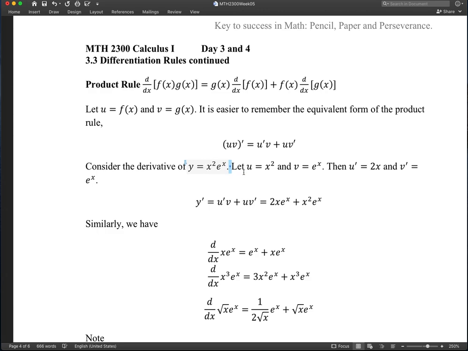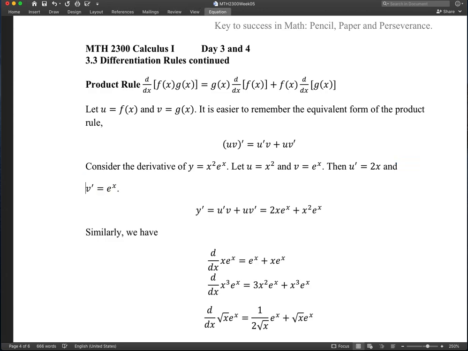I'm taking u as x squared, then v as e to the x, and then clearly we can calculate the derivative for each. u prime is 2x, and v is e to the x, so for v prime, just add a prime notation here. v prime is e to the x. Again, the derivative of e to the x is the only function that is itself, e to the x.